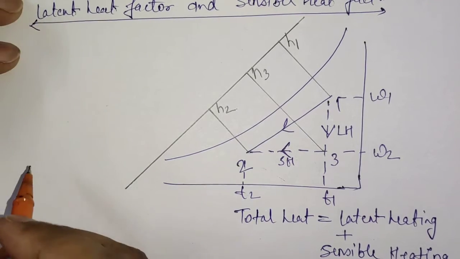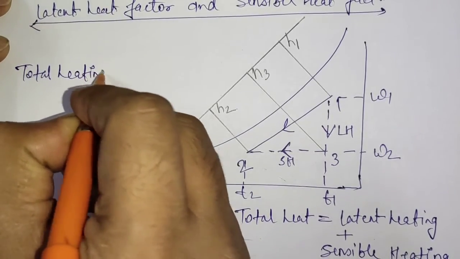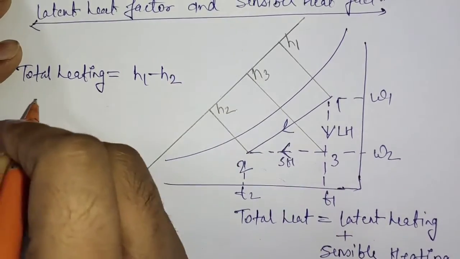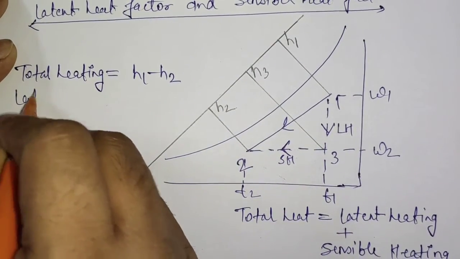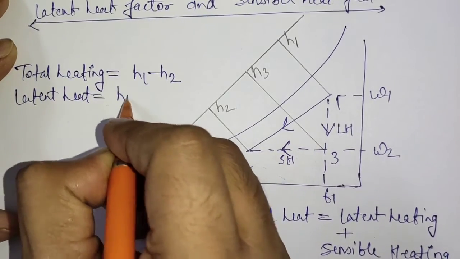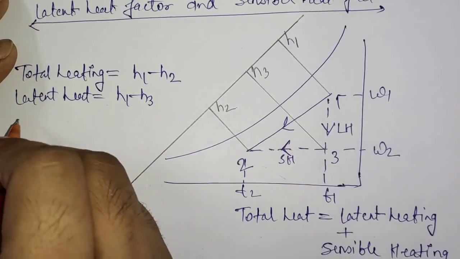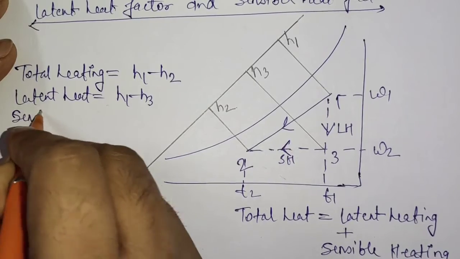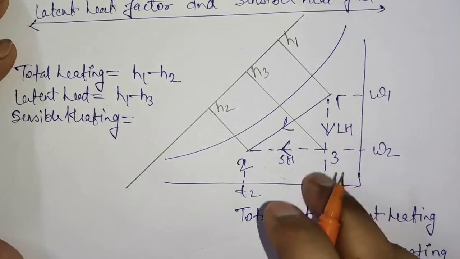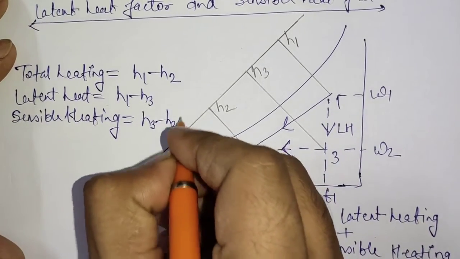Now writing the total heat exchange, we can write as H1 minus H2. Out of this, the latent heat can be considered as H1 minus H3, that is going from state 1 to state 3, and sensible heating can be considered as while going from state 3 to state 2, that is H3 minus H2.